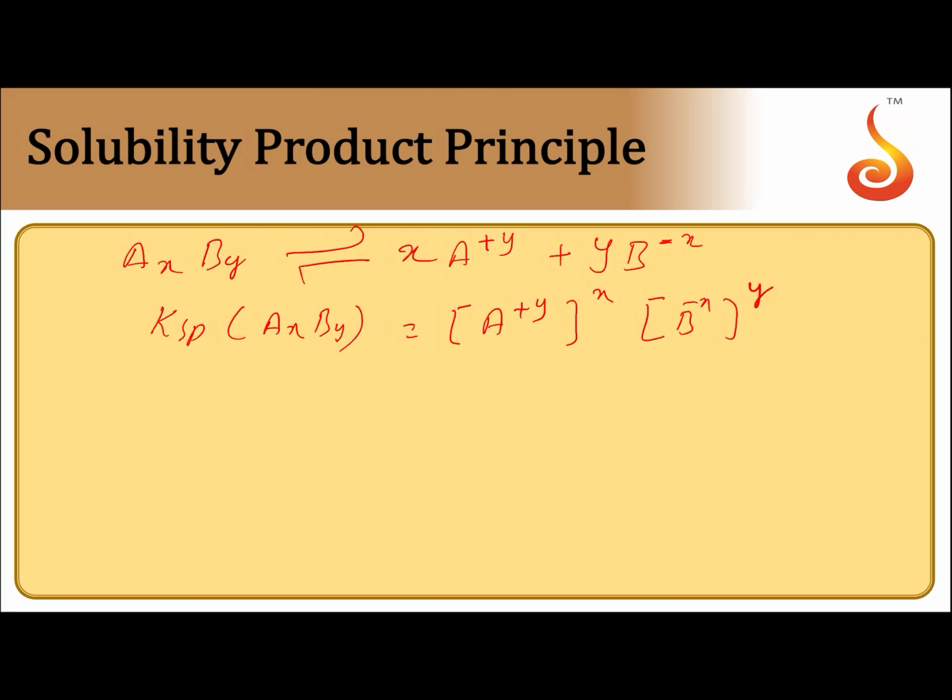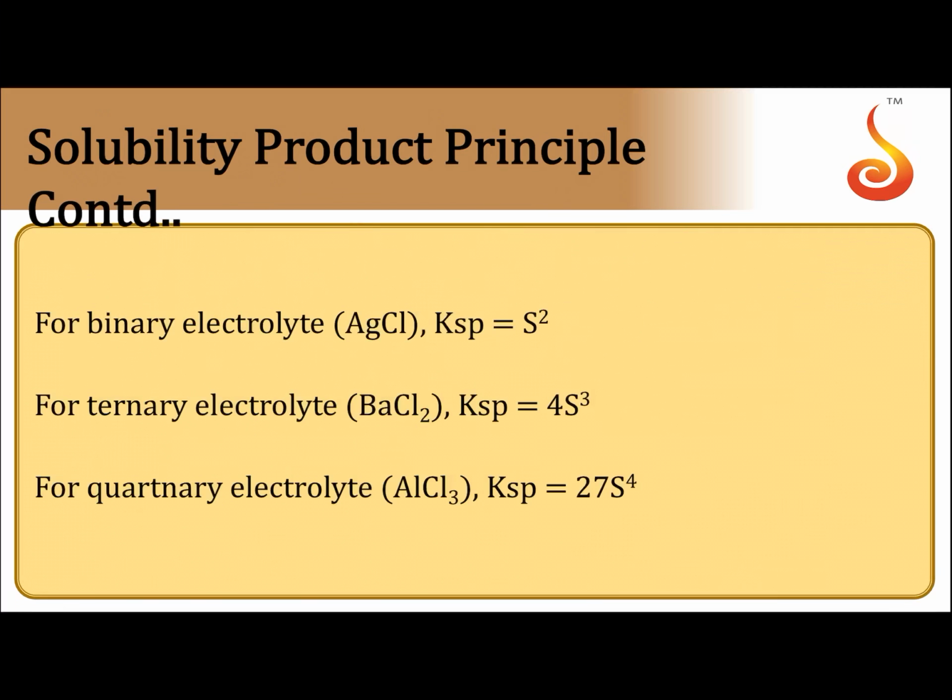And if S is the solubility, then Ksp for any salt in general can be given by x to the power x, y to the power y, and S to the power of x plus y. If S is the solubility and x and y are the respective coefficients, we can say x^x y^y S^(x+y). Let us take a few examples here.